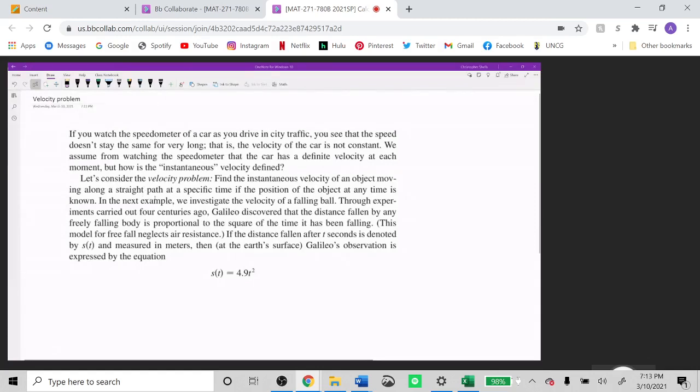Does this make sense so far? Do we understand this idea that something that's moving can have a velocity at a certain moment, right? That it can have an instantaneous velocity?